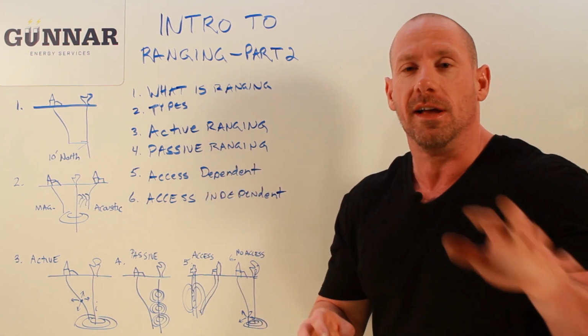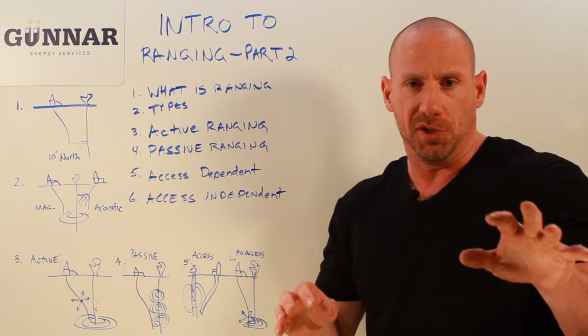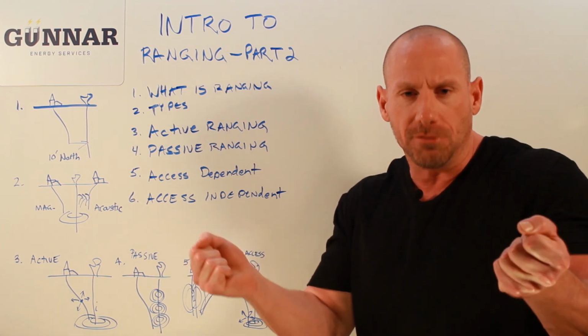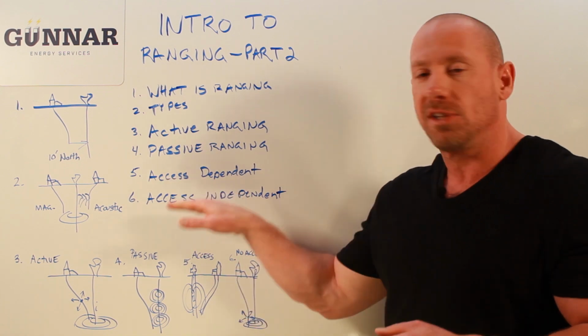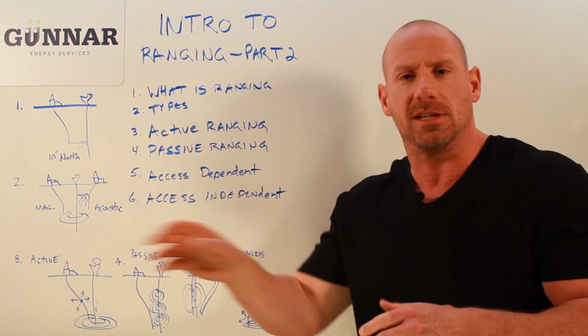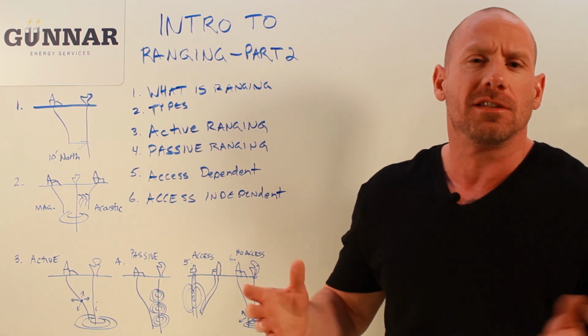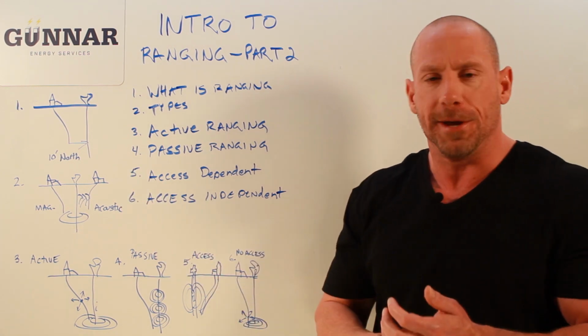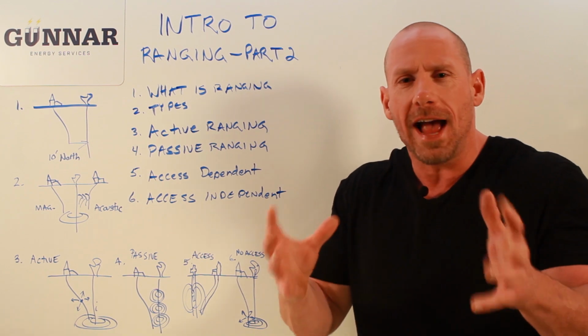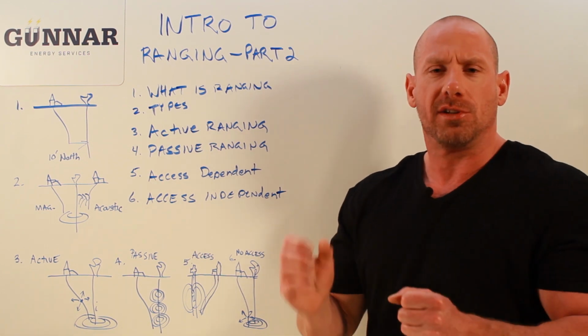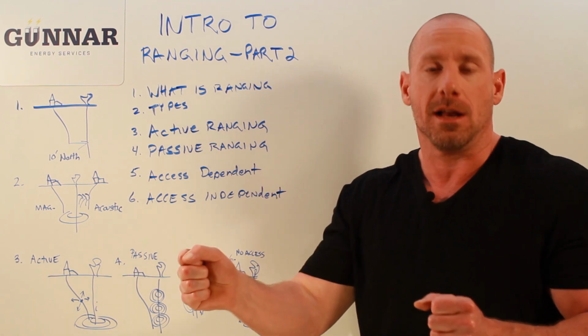I told you that I was going to break down ranging into the 2 primary magnetic ranging types, and then I was going to talk about dependency on accessing the well or not. So first of all, active magnetic ranging in figure number 3. What's that all about? With active magnetic ranging, we're actually going to physically create a magnetic field.